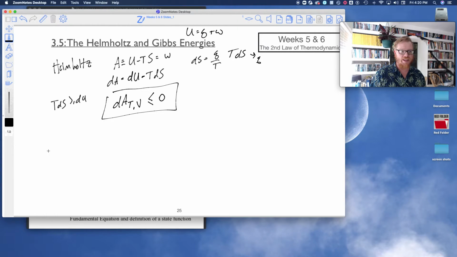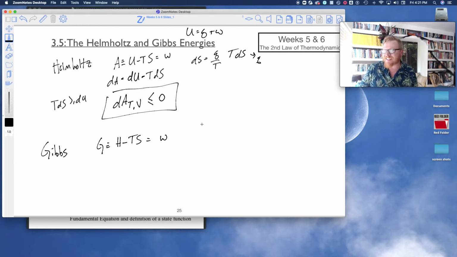And then similarly for Gibbs, Gibbs is defined as H minus TS, which we also once again recognize is work. That's what this is, okay? It's the maximum work function. The constant volume comes from the fact that we're dealing here with U, okay? So now with Gibbs, because we're dealing with H, we need constant pressure, okay?